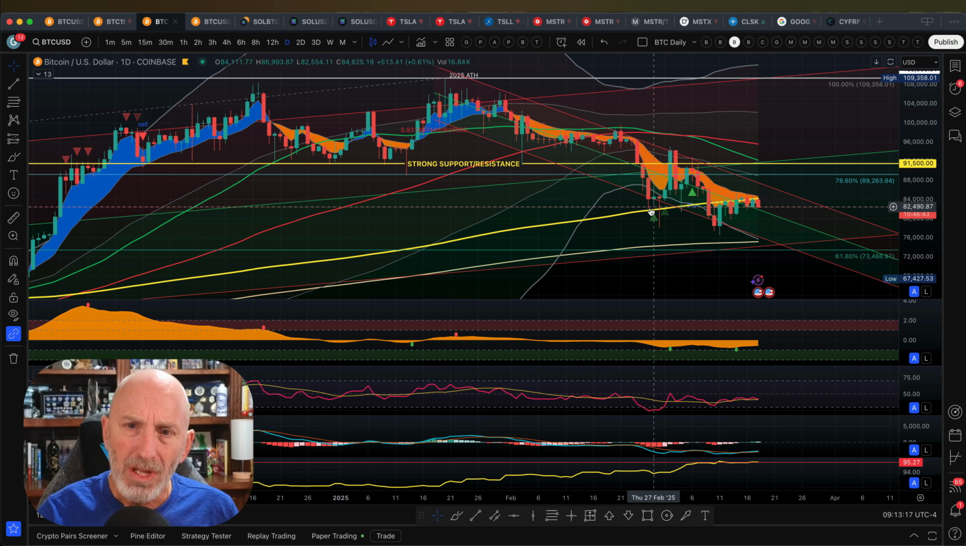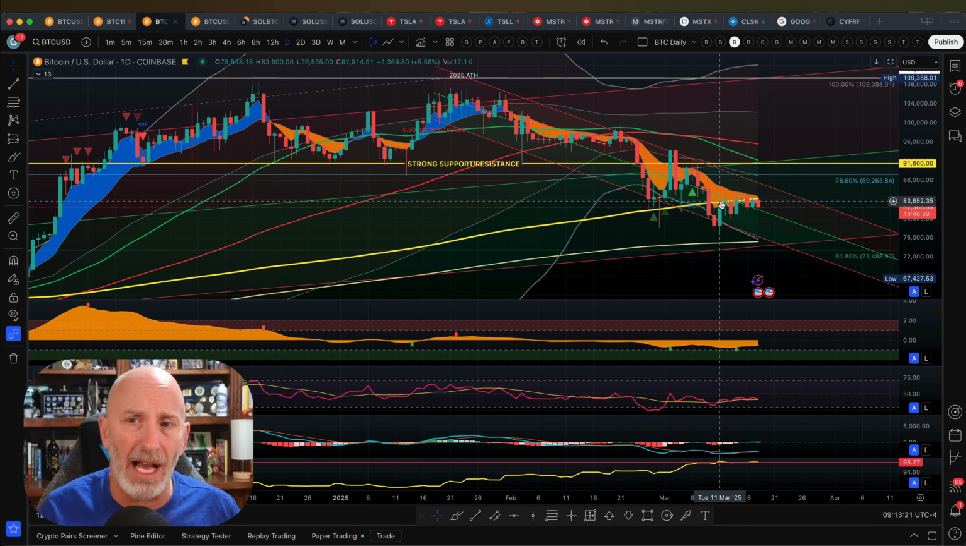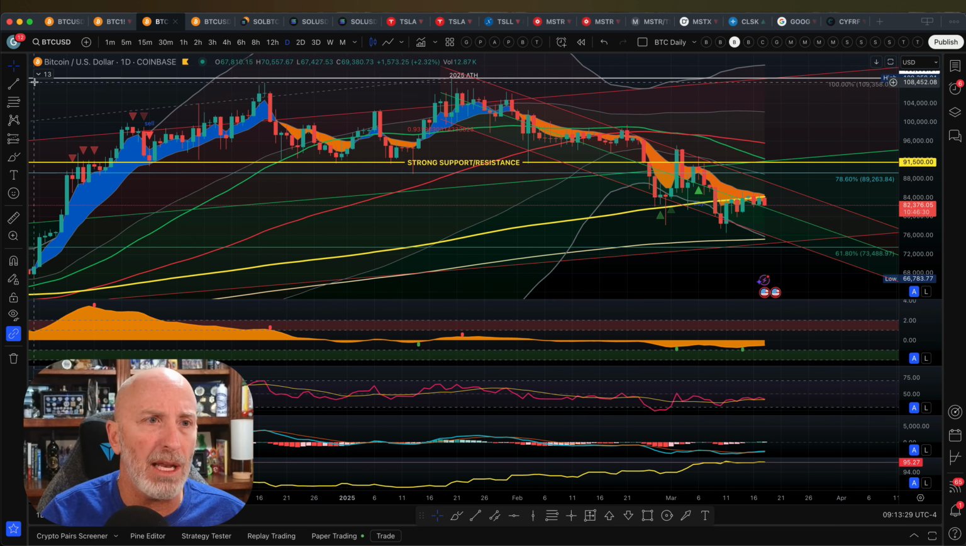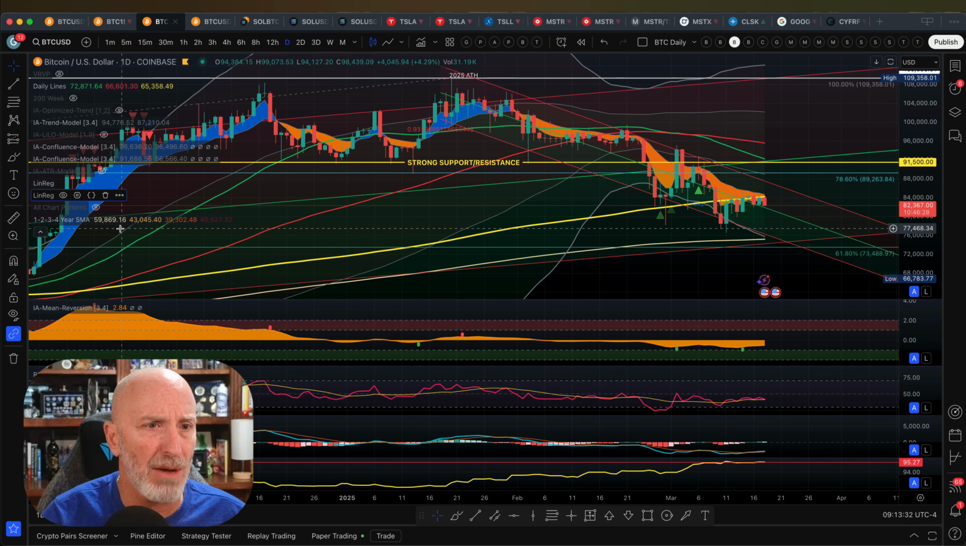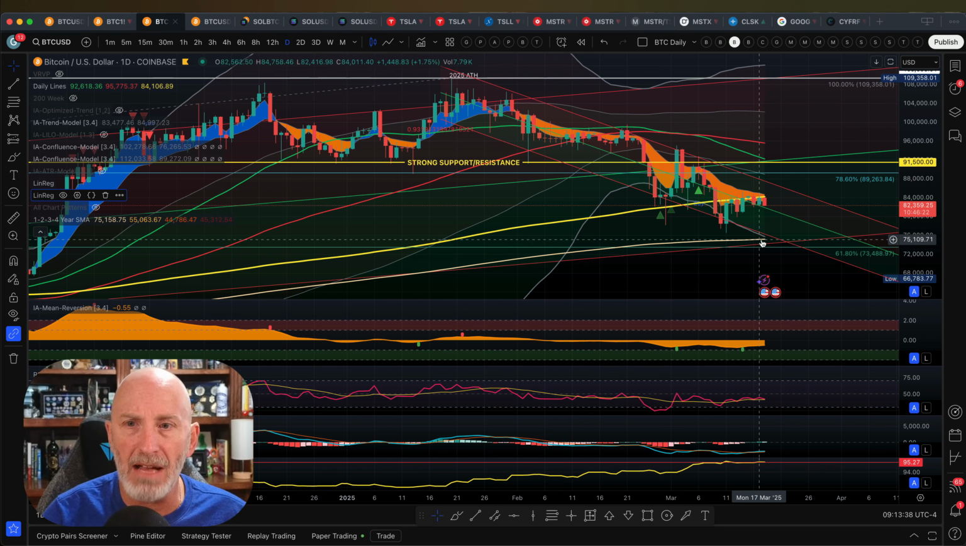So you can see how this yellow line right here is that line of, I guess you'd call it demarcation, right? We need to get back up above that line. The line that you see below it, I'm going to have to remember which that one was. So that's a 1-year simple moving average down here. That currently is at around $75,000. So the 1-year moving average is $75,000.